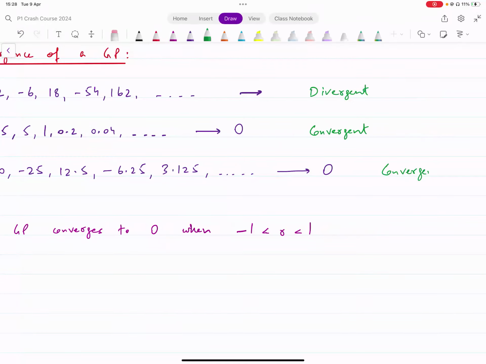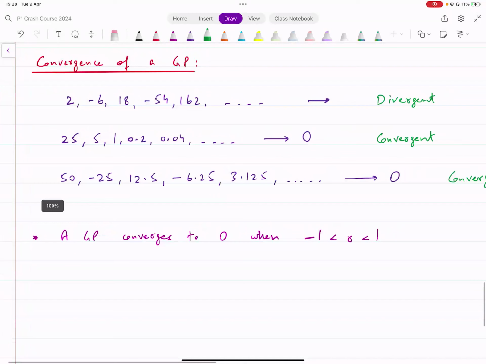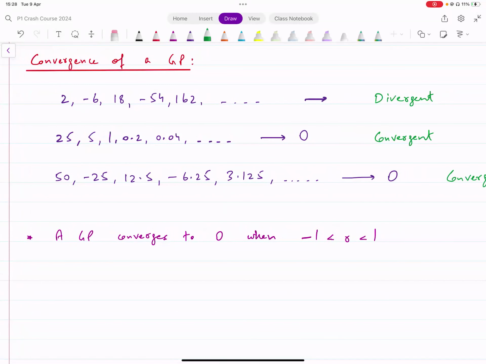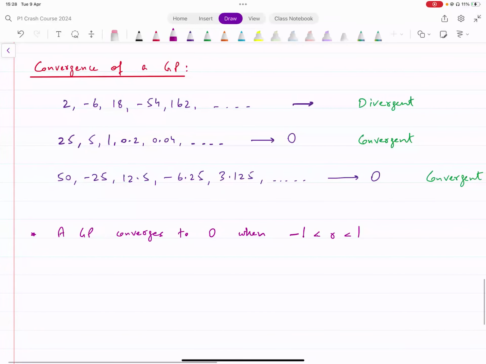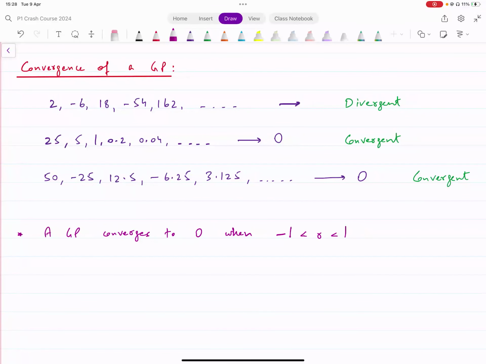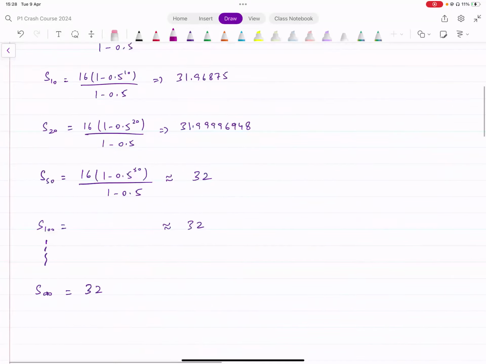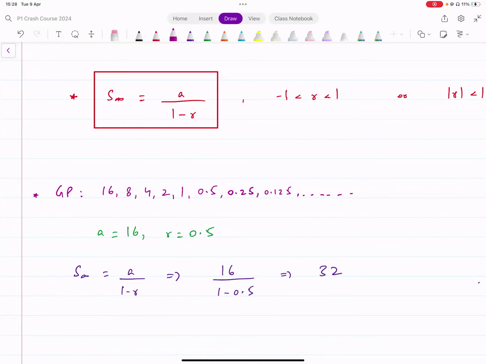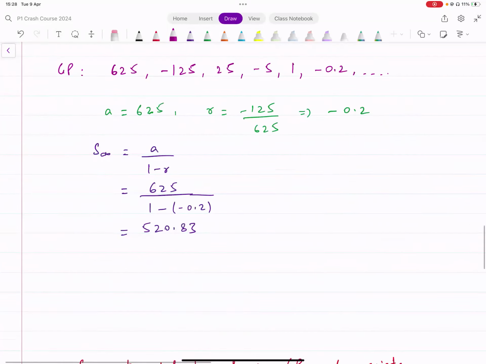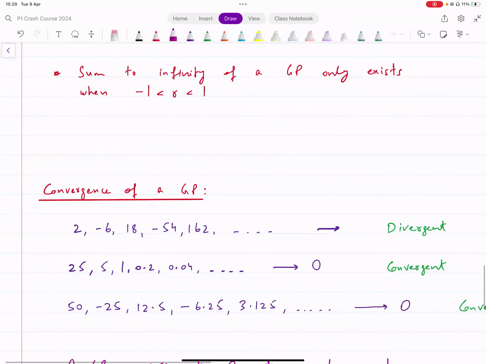How do you identify if a GP in particular converges or not? The ratio has to be between -1 and 1. So sum to infinity also exists when this condition is met, and convergence of a GP also happens only when the ratio is between -1 and 1. These were the important concepts that we wanted to do today. First of all, how to find sum to infinity of a GP: a over 1 minus r, that's the formula we have for this. The ratio has to be between -1 and 1. We looked at some examples of that. Sum to infinity only exists when the ratio is between -1 and 1, and the sequence is also convergent when the ratio is between -1 and 1.